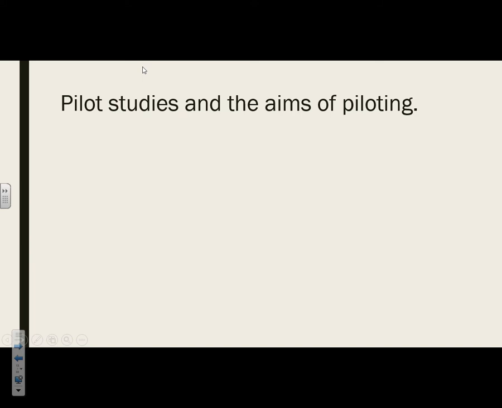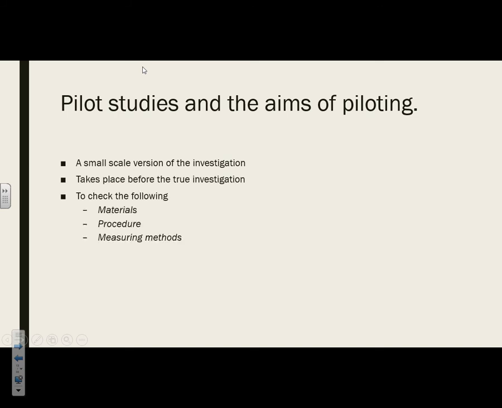Okay, so pilot studies and the aims of piloting or pilot studies. A small-scale version of the investigation takes place before the true investigation and allows us to check for a variety of different things. Are the materials okay? I don't know, if you're using a certain type of blood test, is that alright? The procedure, are you doing things step by step? Okay, you're not explaining something effectively. Do you need to change the standardised script or the standardised procedure in some way? And the measuring method, is the IQ test that you're using effective? Or do you need to tweak it slightly?